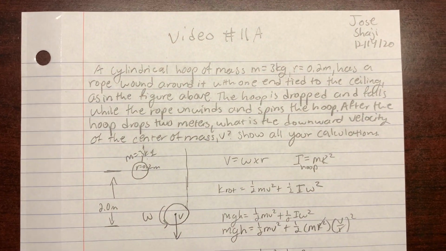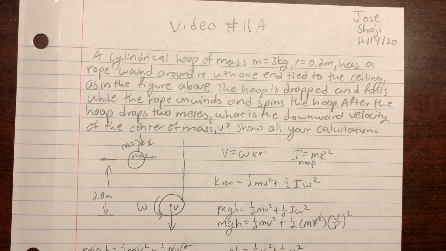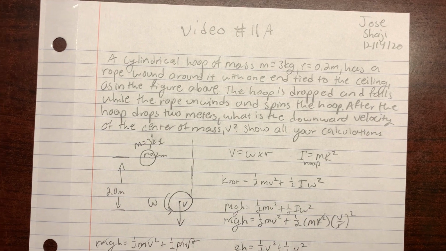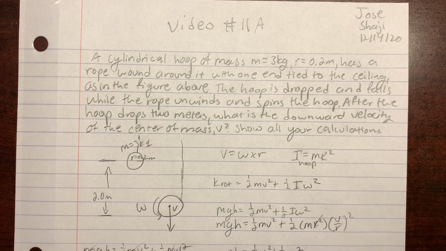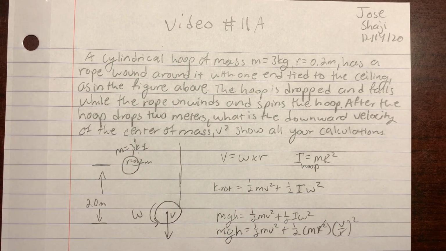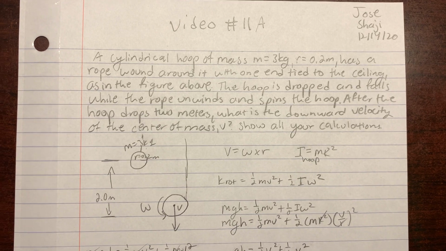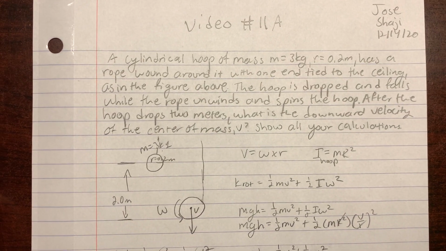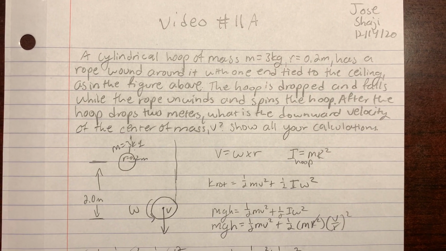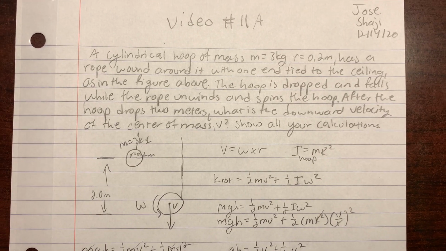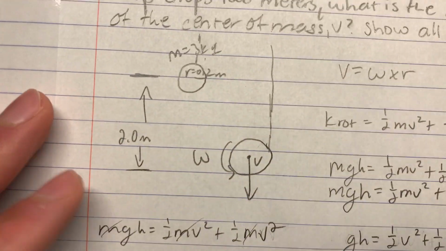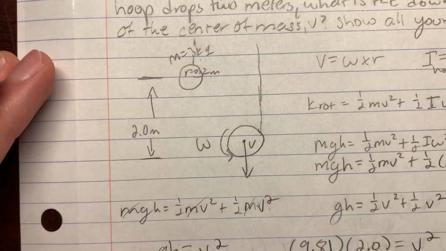A cylindrical hoop of mass equals 3 kilograms, radius equals 0.2 meters, has a rope wound around it with one end tied to the ceiling, as in the figure above. The hoop is dropped and falls while the rope unwinds and spins the hoop. After the hoop drops 2 meters, what is the downward velocity of the center of mass? Show all your calculations. Okay, so this is the diagram.